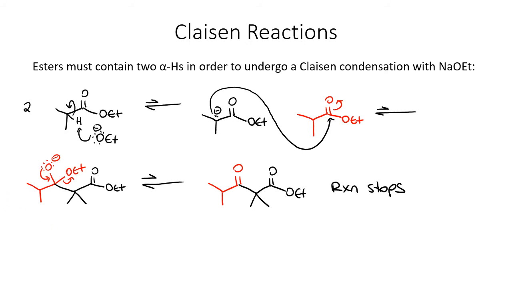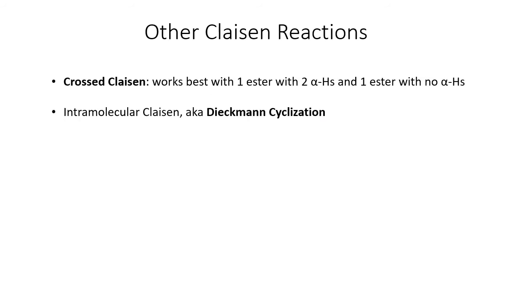Now, similar to the aldol reaction, there's other types of Claisen reactions. So there's the cross Claisen, and the cross Claisen works best when you have one ester that contains two alpha hydrogens and one ester with no alpha hydrogens. That will really control what is acting as the enolate and what is being attacked. Also, we have the intermolecular Claisen reaction. This is also known as the Dieckmann cyclization. And again, it's following the same type of mechanism as we've seen previously. It's just instead the two esters will be on the same molecule.